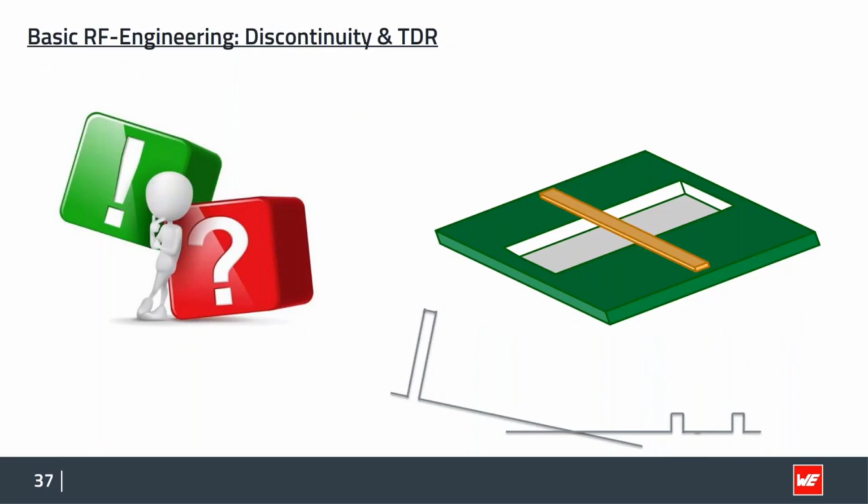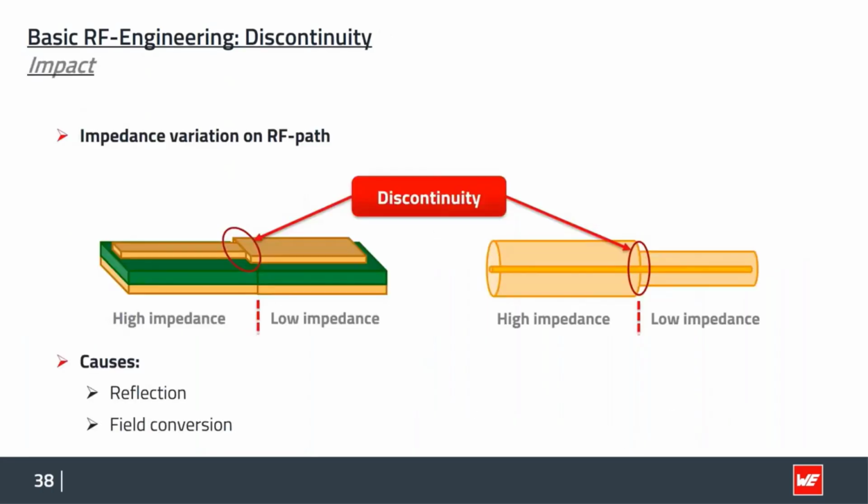What to do now if we have recognized that we have losses by reflection? Where do they come from and how to identify them? So they come, of course, like said, from the impedance variation on the RF path. That can be caused by geometry, so jumps from high impedance to low impedance, or the other way around. So it can be geometry, it can be a change in material that causes these reflections, and of course causes field conversions, and so this will lead to discontinuities that cause the reflections.